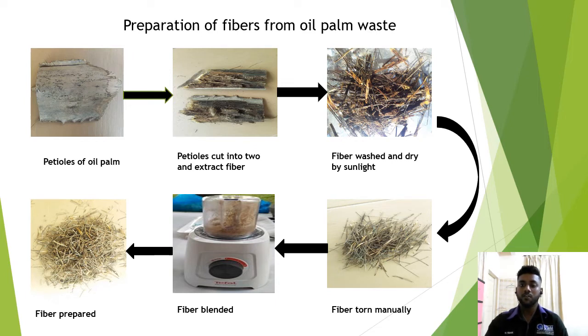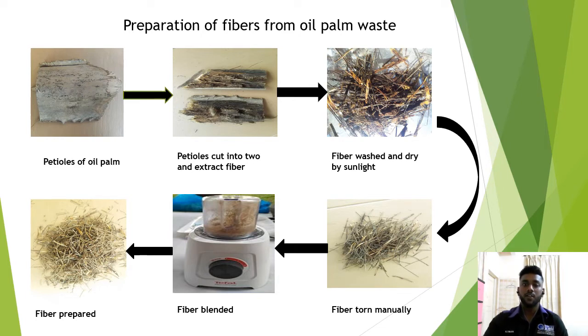We extract the fiber, we wash wisely to remove the dirt from the fiber, and then dry under the sunlight for 3 to 4 days. It depends on the weather condition. We need to dry wisely to remove the moisture from the fiber, and then the fiber needs to be cut into small parts, so it's easy to continue the further process like blending. If we use small parts, it's easy to blend.